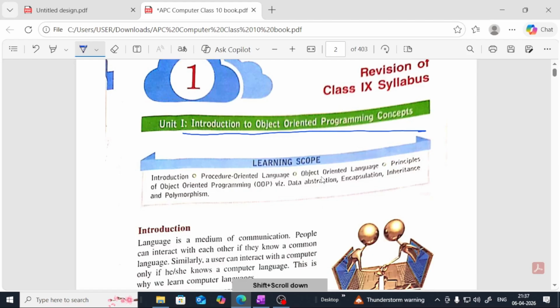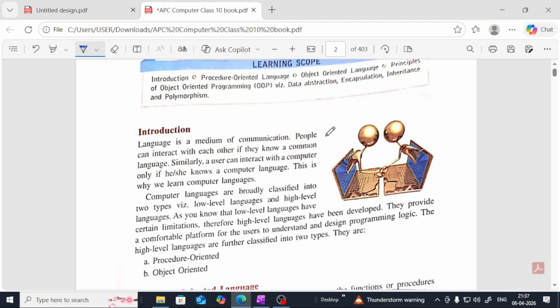So, what is here? First of all, we have given here the introduction. Language is a medium of communication. People can interact with each other if they know a common language. So, for example, if somebody asks you, what are you doing now? You will say, I am studying.